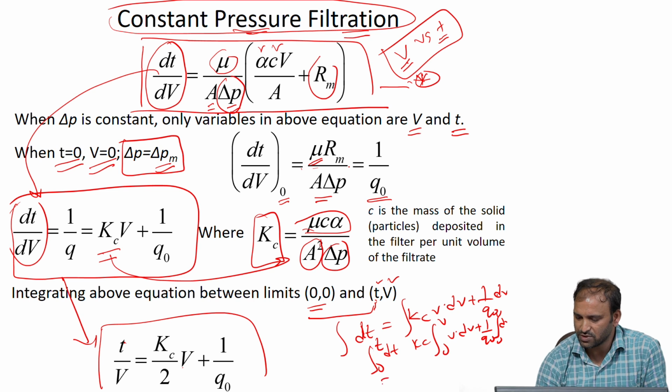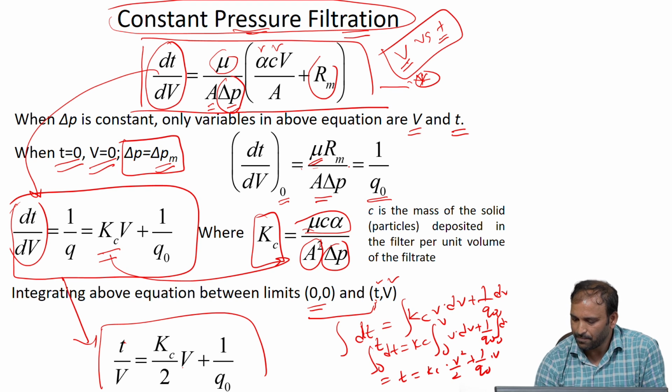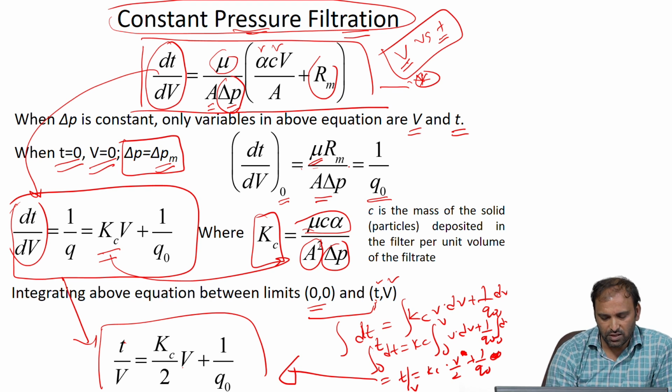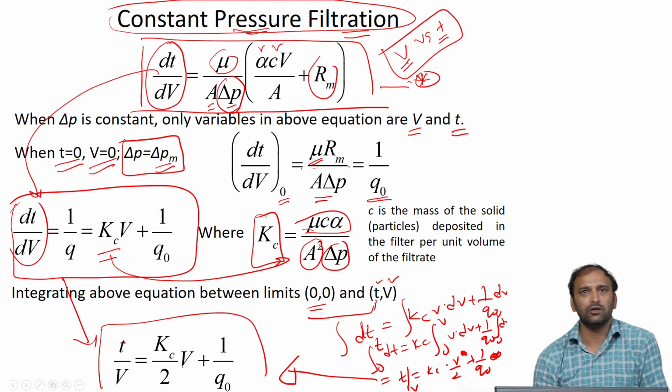So that this becomes your t is equal to Kc into V square by 2 plus 1 over Q naught into V. Okay, therefore I can divide everything by V. This becomes T over V, and one V essentially goes, and this also goes. So therefore you basically end up with an expression which is T by V is equal to Kc by 2 into V plus 1 over Q naught.